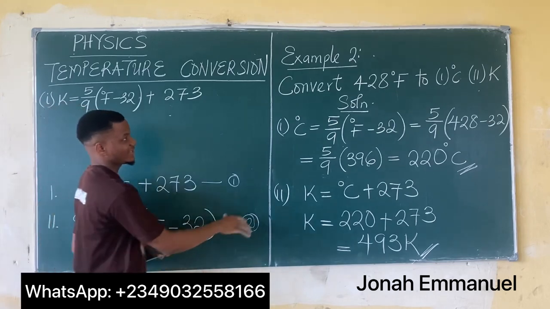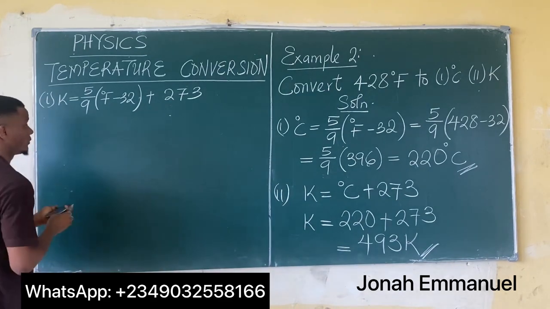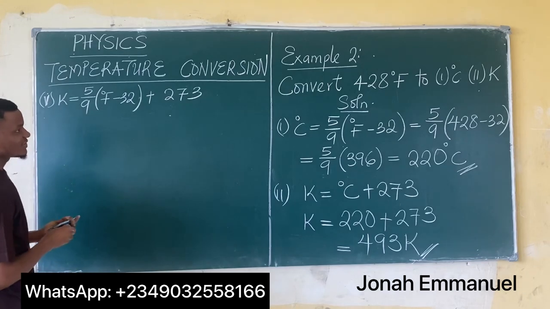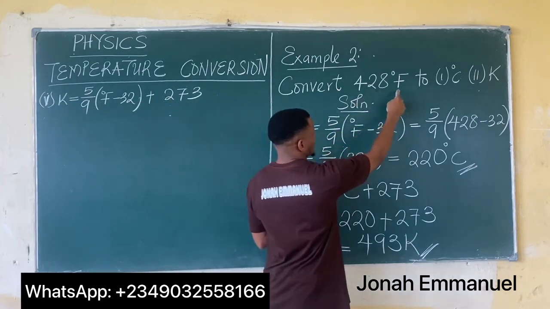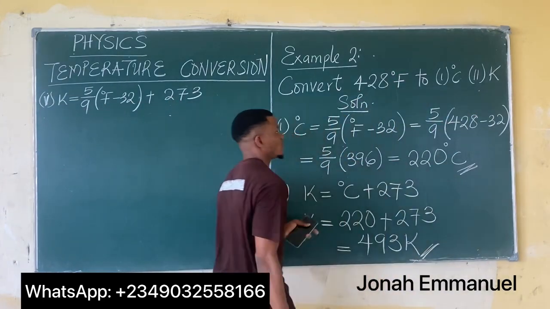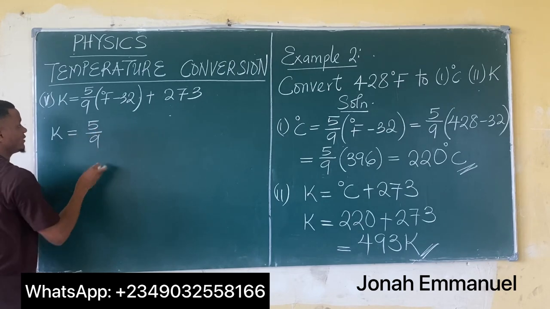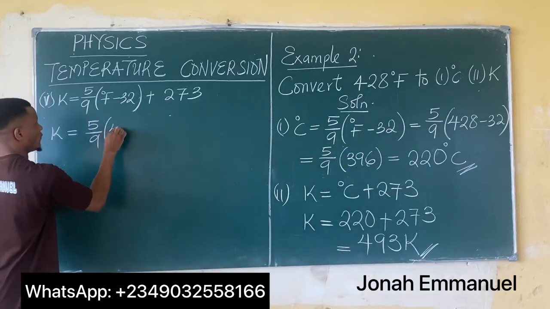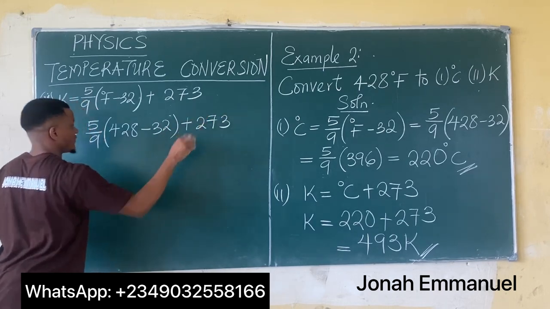We'll use this to test this example and see if we have the same answer. All right, so let's get this done. Perhaps we could call this one equation 5. All right. So let's test this same question with equation 5. If I'm to convert from 428 degrees Fahrenheit to Kelvin, what do I do? I'll have that the Kelvin value is equal to 5 over 9 into degree Fahrenheit, the value here is 428, minus 32, plus 273. Let's work this out.